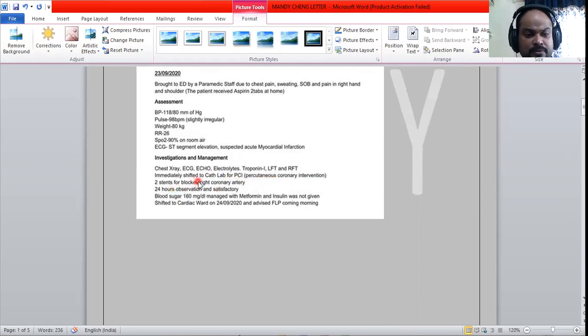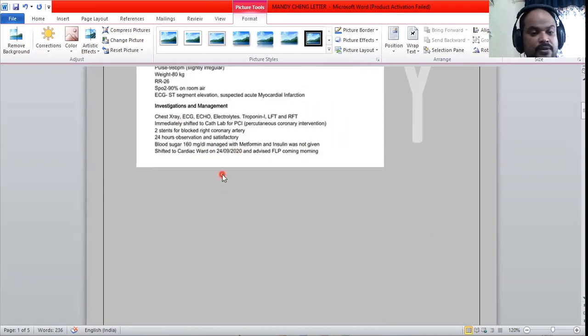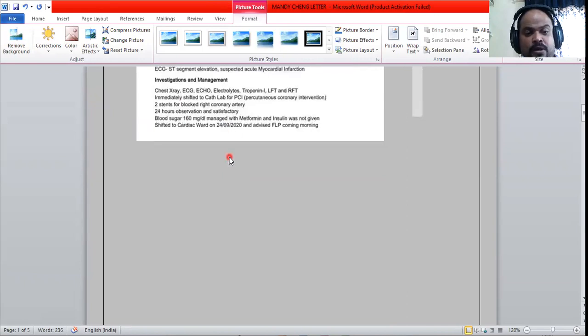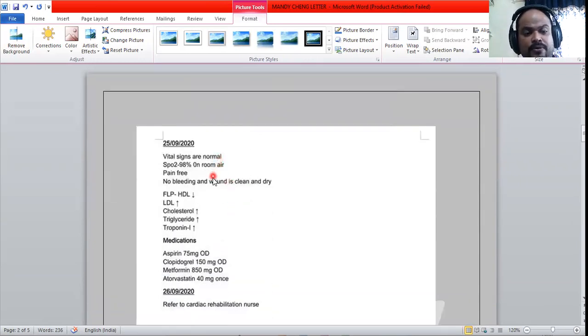Now 2 stents. She was shifted to the cath lab, and the percutaneous coronary intervention was made there. 2 stents were placed in the blocked coronary artery. And after 24 hours observation, she was found satisfactory. Her blood sugar was managed, and then she was shifted to the cardiac ward the next day. And she was advised to have the fasting lipid profile the coming morning. And now vitals were normal, SpO2, everything was normal, no pain, wound is clean and dry.